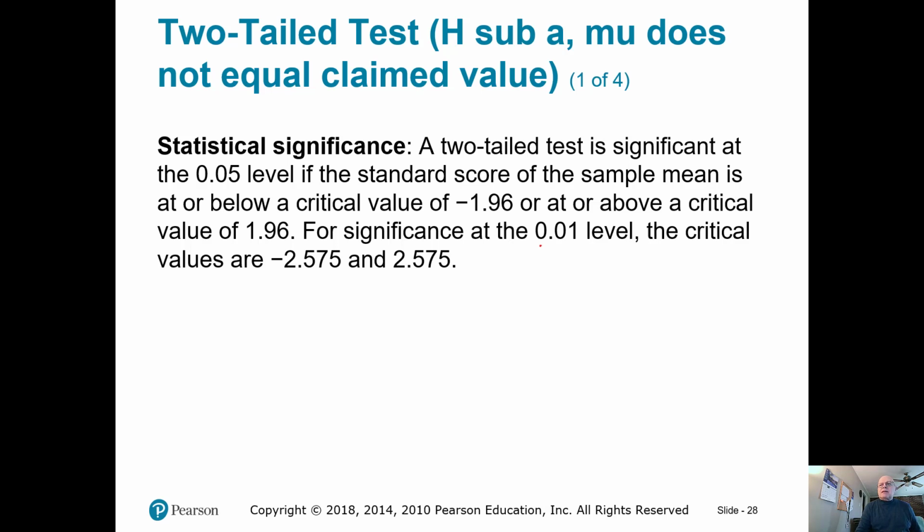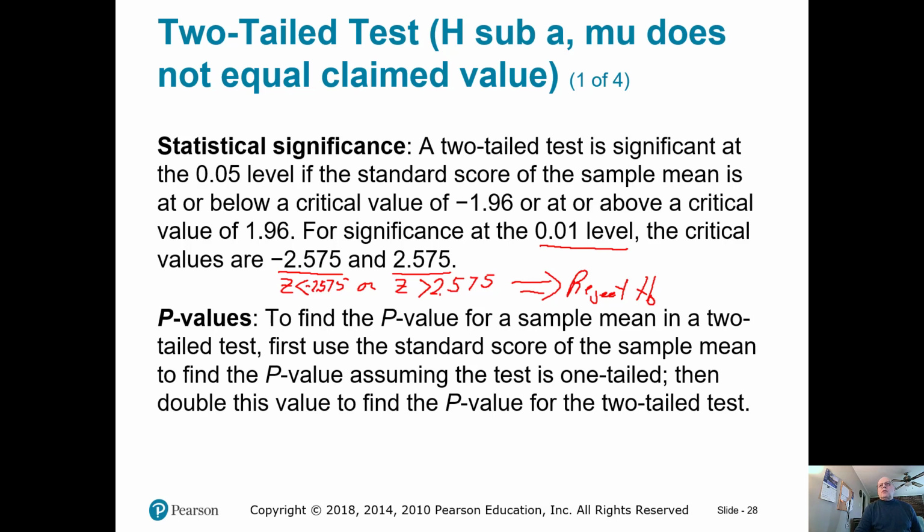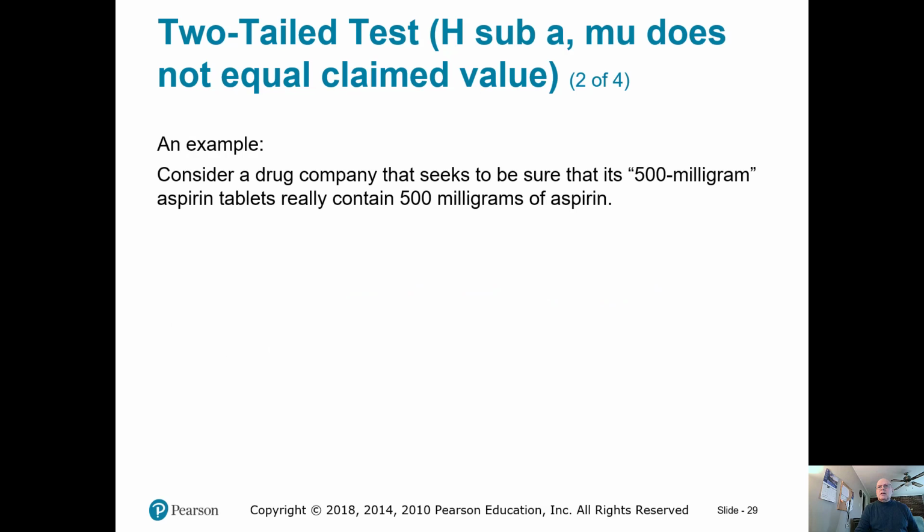So the significance at the 0.01 level, you might become familiar with this. The critical values for a two-tailed test are: is the z value less than negative 2.575, or is the z value greater than positive 2.575? If either of those is true, you reject the null. So use your value of x bar and get the p-value for your test, and then double it. Don't forget. So here's another example.